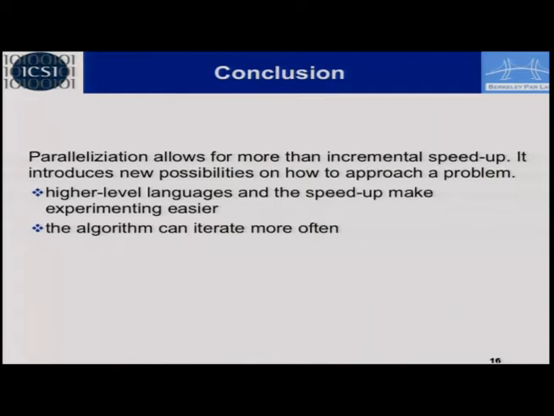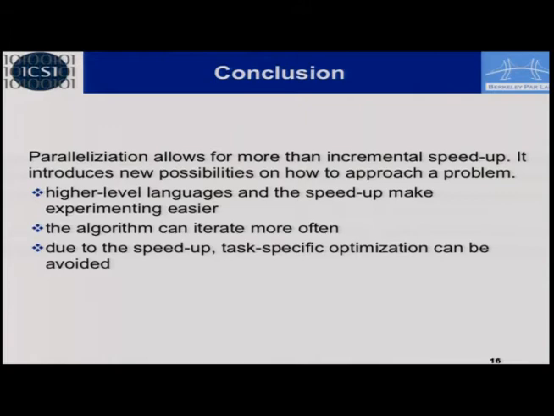And also, what I found most important is that due to the speed up, the task-specific optimization can be avoided. Like, again, all these papers that try to make it online by working around the speed issues, now basically forget them. You can just do it in parallel and then you have a generic solution.